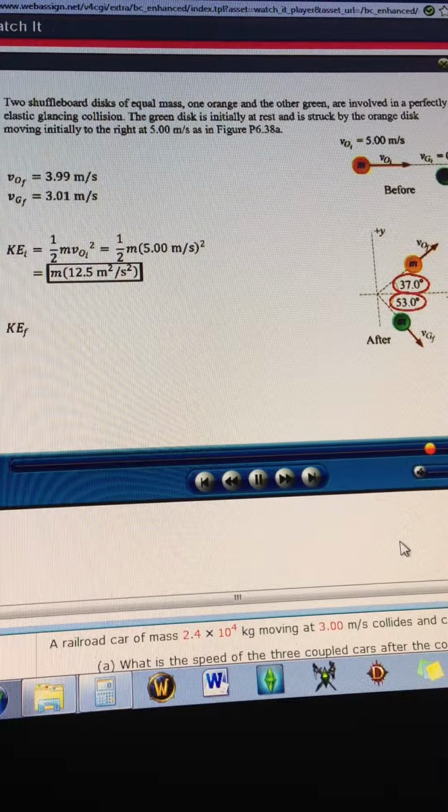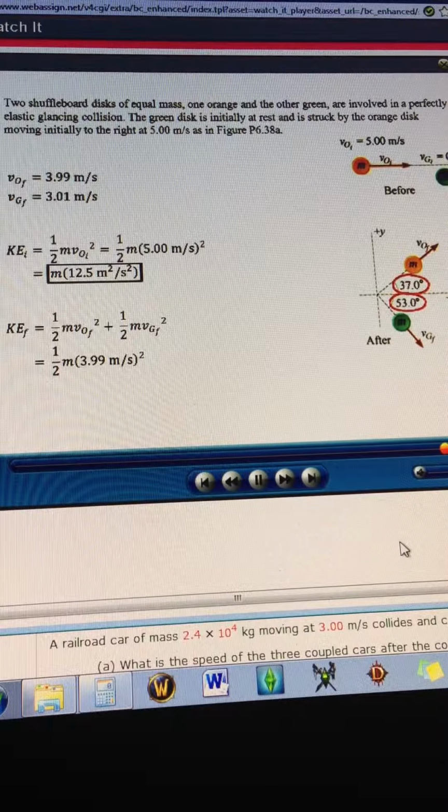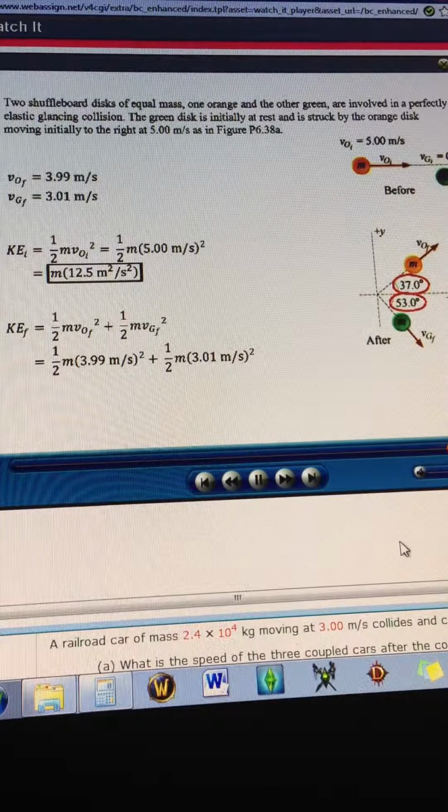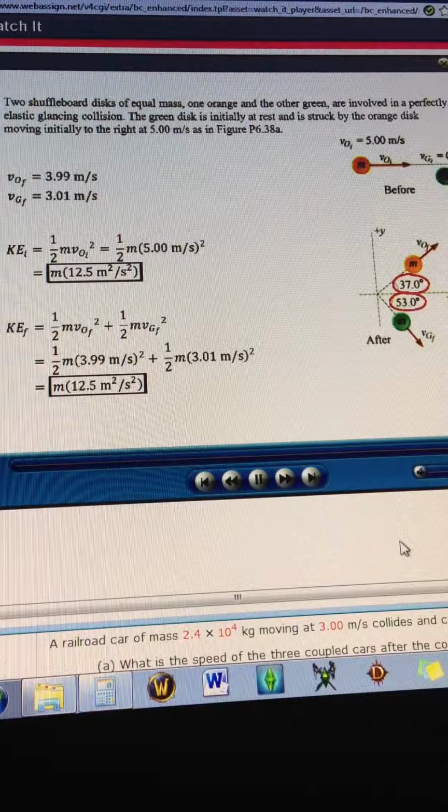The final kinetic energy of the system is 1/2 m v orange final squared plus 1/2 m v green final squared. Plugging in 3.99 meters per second and 3.01 meters per second for the orange and green disks, we obtain m times 12.5 meters squared per second squared, which is exactly equal to the initial kinetic energy of the system. This was indeed a perfectly elastic collision.